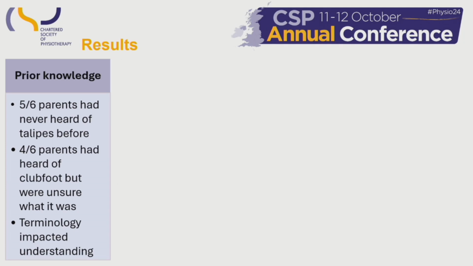So the first theme identified was poor prior knowledge of the condition. 5 of the 6 parents had never heard of the term talipes before, and 4 out of the 6 had heard of clubfoot but weren't sure what it was. And all the parents felt that the terminology used at the time of diagnosis really impacted their understanding of the condition. One of the parents said, "After the first scan, I was quite upset because I didn't know what it was, and they didn't say clubfoot, did they? Because I think I would have clicked then."